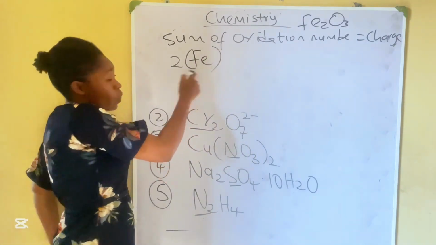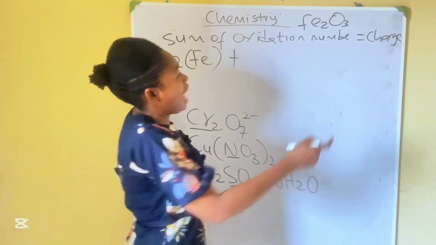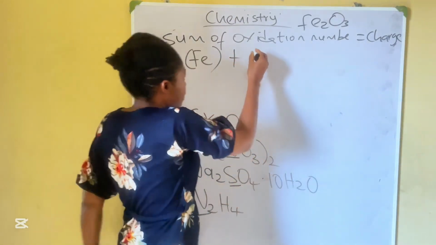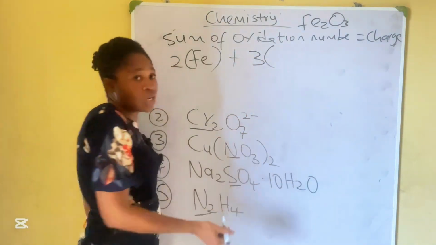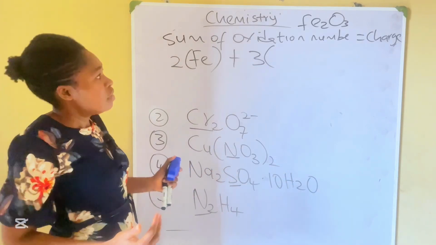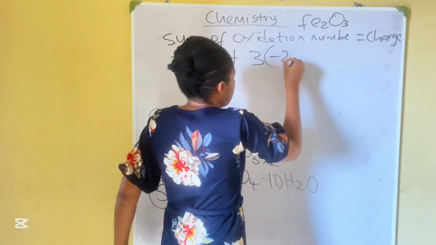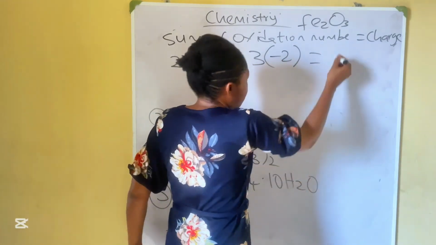So let it be what? I'm looking for this one. I don't know it, but I have 2 atoms, plus I have 3 atoms of oxygen. 3 times the oxidation number of oxygen, and I said it's always minus 2, except in peroxide. This is not a peroxide, so put your minus 2 equals to the charge. What's the charge? 0.